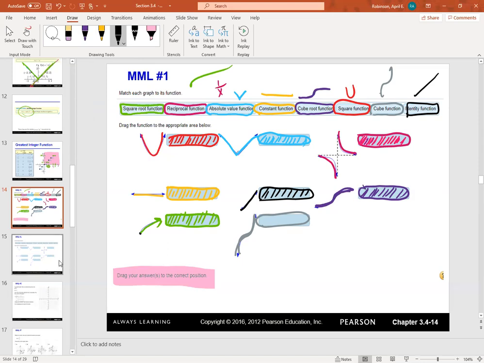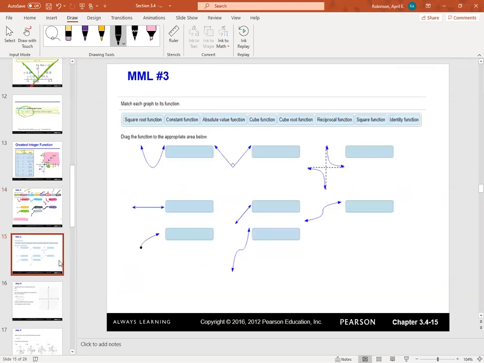All right, so another one like that. It's all the same pictures, except they scrambled them up at the top just to make you practice again. So the square root function, that goes like that, and that is this one. Then I've got the constant function. Constant function is a horizontal line, that's right here. So here's my constant function.